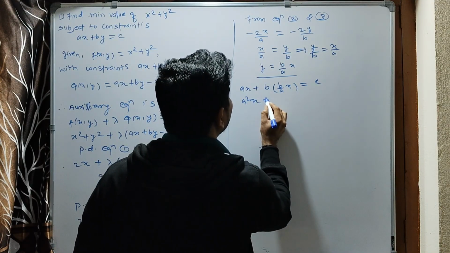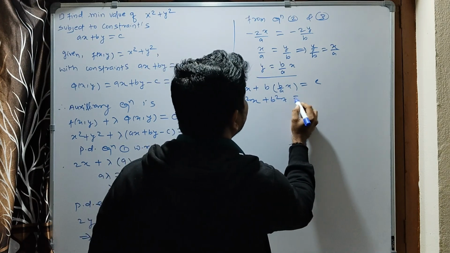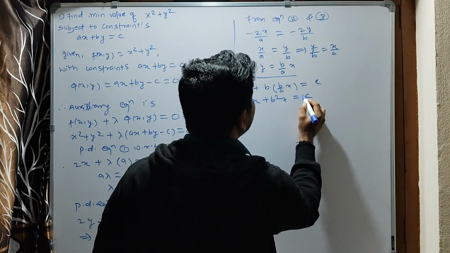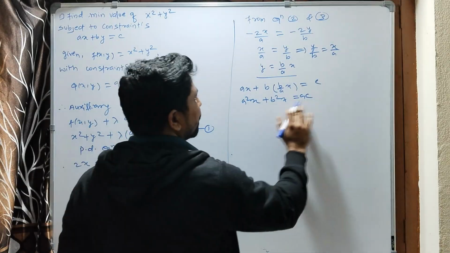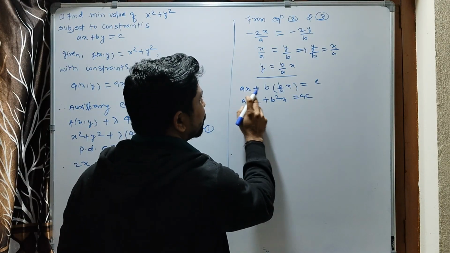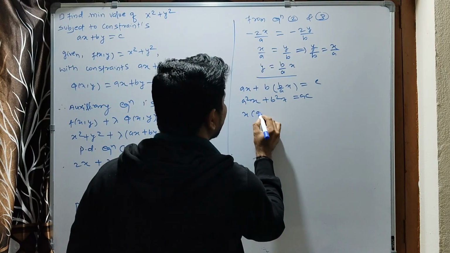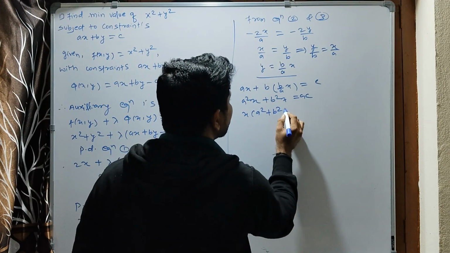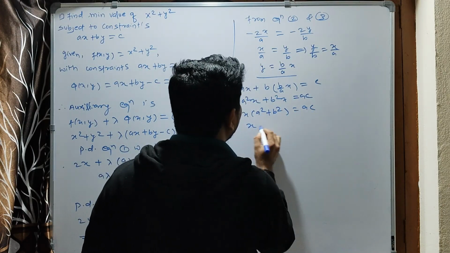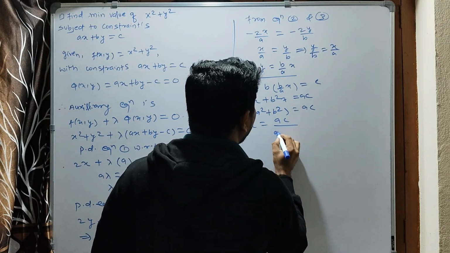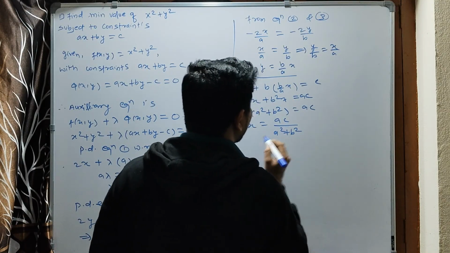Therefore a x plus b square by a x is equal to c. Just multiply by a throughout this equation. So a square x plus b square x is equal to ac. Therefore I will take x common: a square plus b square times x equals ac. Therefore x equals ac divided by a square plus b square.